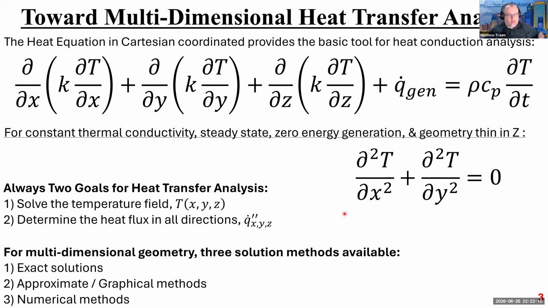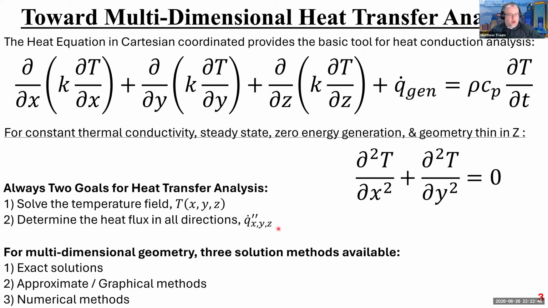And remember, right, our goals for heat transfer analysis remain the same. So same goals, just more dimensions. First and foremost, we want to be able to solve for the temperature field, T as a function of x, y, and z, right? So basically the temperature anywhere on this imaginary flat plate that I've been talking about. And then once we have the temperature field, we want to be able to determine the heat flux in all directions, right? So heat flux in the x, the y, and the z directions, presumably.